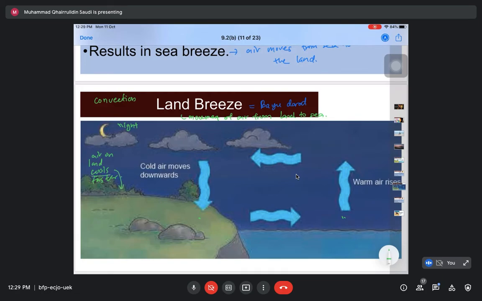When it becomes cool, so what happened? What happened to the density? What happened to the density of the air on the land? Good, it becomes more dense. Okay, or it becomes denser because now it is cold. Cold dia akan jadi denser. So when it becomes denser, it will move downwards lah. Dia akan turun ke bawah.